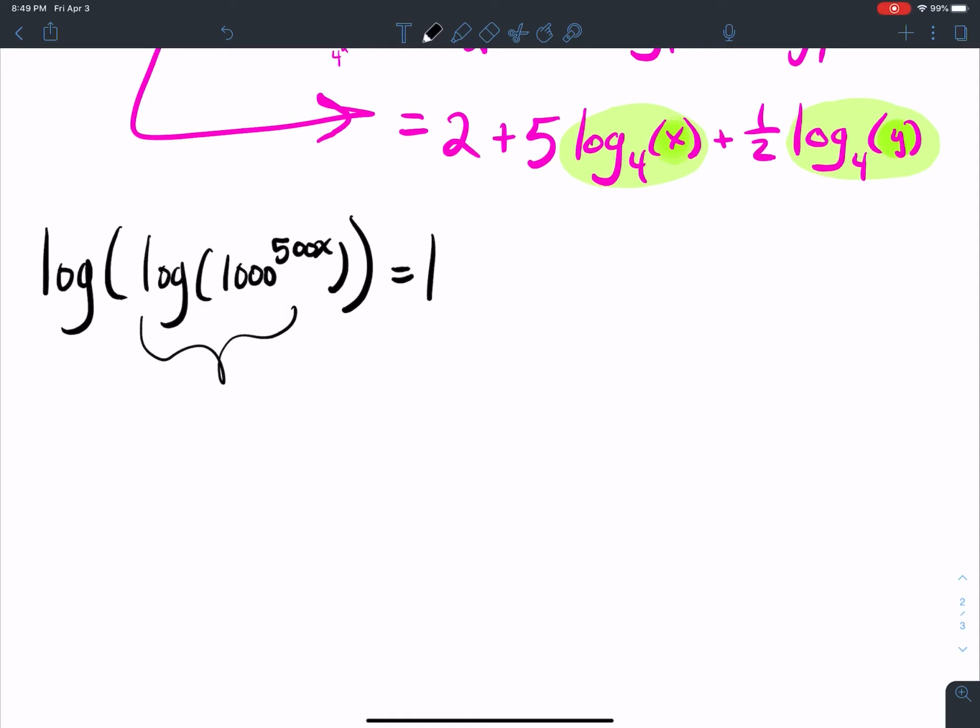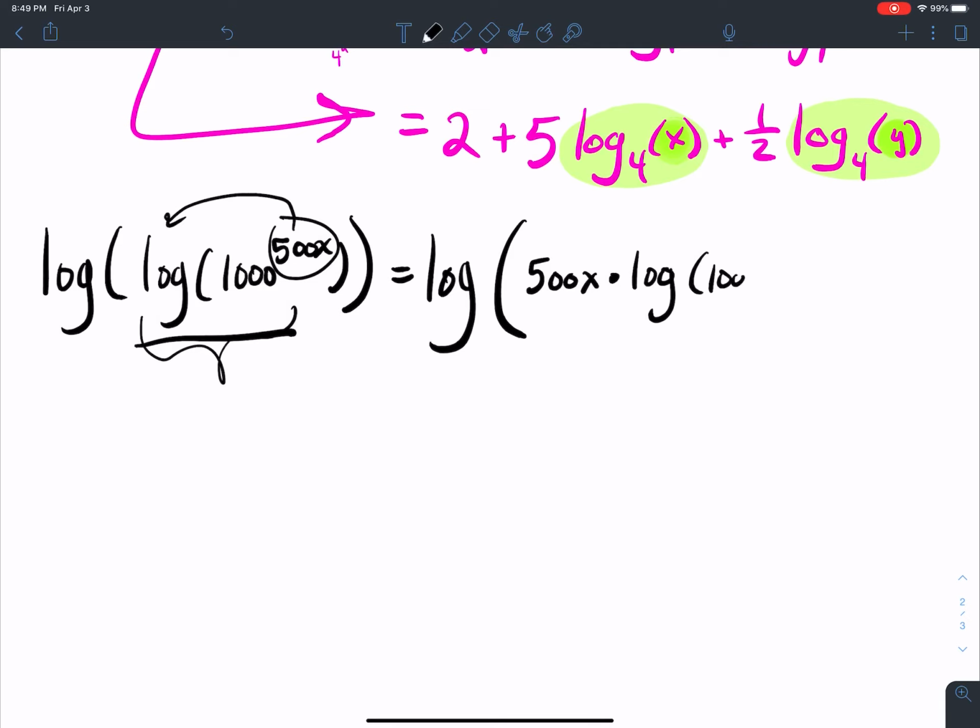This is equal to the log, and then what goes in here? It's this piece right here, right? The 500x comes out front, exponent rules. 500x multiplied by what? Log 1000. Okay.